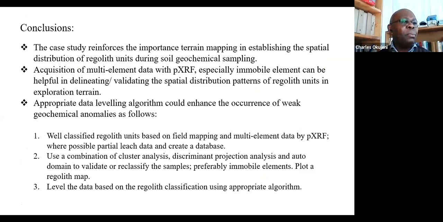So, in conclusion, I will say that I have tried in this presentation to reinforce the importance of terrain mapping in establishing spatial distribution of regolith units during soil sampling. It's important, I think. It's actually easy to do this in the field because the portable XRF is almost everywhere for everybody to use now, or increasingly becoming available during exploration. So you actually acquire, using the PXRF, quite a lot of multi-element data, which can be put into use for this purpose. And just go the step further to delineate the regolith units because they play a role in the element dispersion.